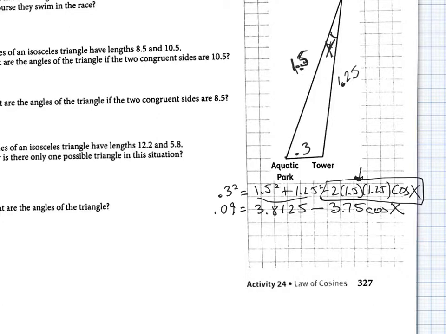First thing you have to do is subtract this 3.8125. Now I'm not saying you have to write it down, I'm just showing you what we're doing. We have to get that out of there so we can divide by that negative 3.75. So now we get negative 3.7225 equals negative 3.75 cosine of x.